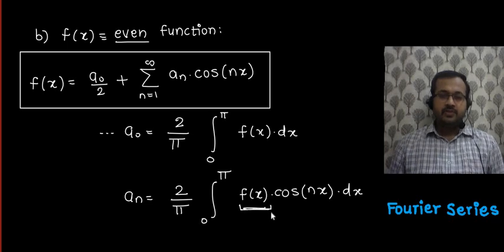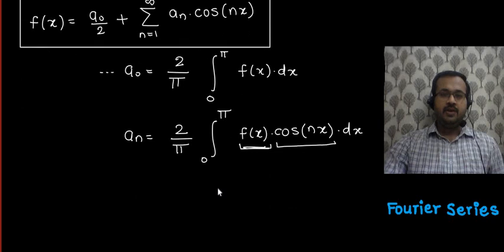Since f of x is an even function as well as cos nx is an even function of x, the product of two even functions is always even. Therefore, by using integral properties of even functions, we can rewrite that integration as 2 times 0 to pi instead of minus pi to pi.